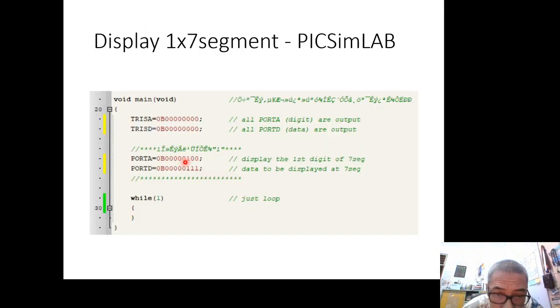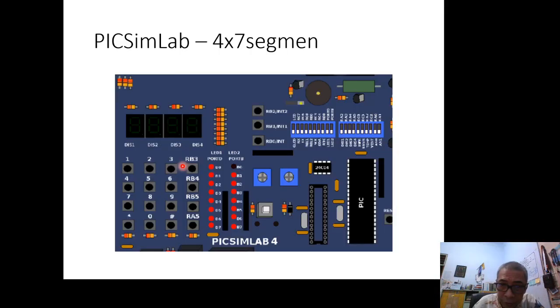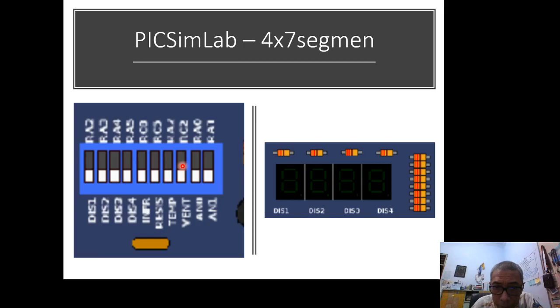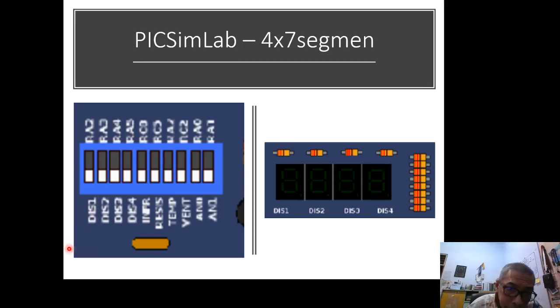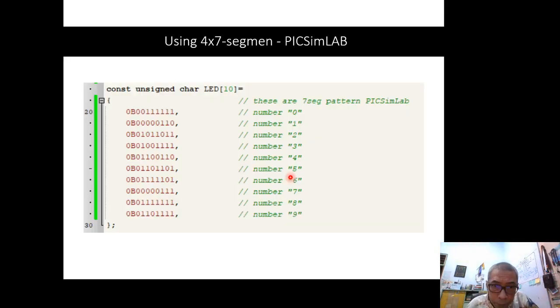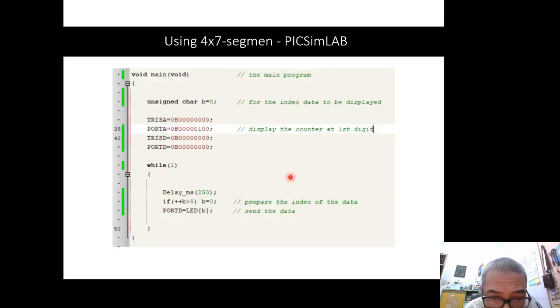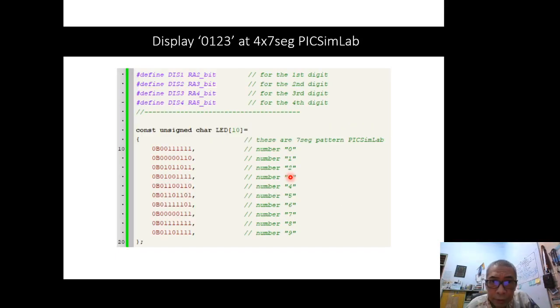Okay, so we need the first digit. Sorry, this is the fourth digit. So RA3, RA4, sorry, 2, 3, 4, 5. So the first digit is right here, this one. Okay, so this is the latch for the number, and this is the display, the counter at the first digit.